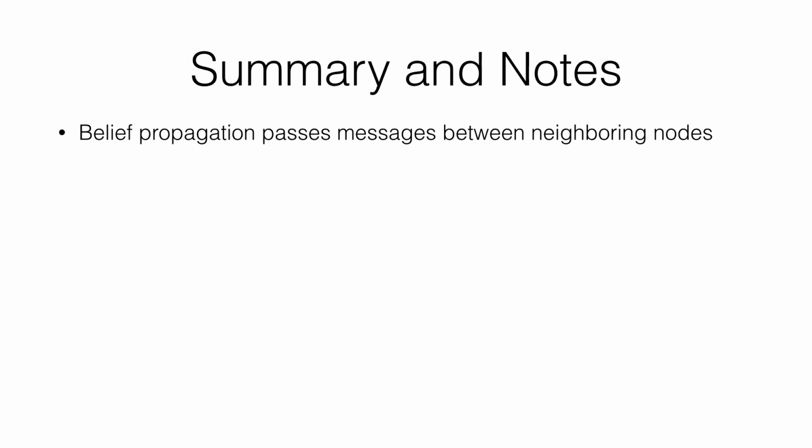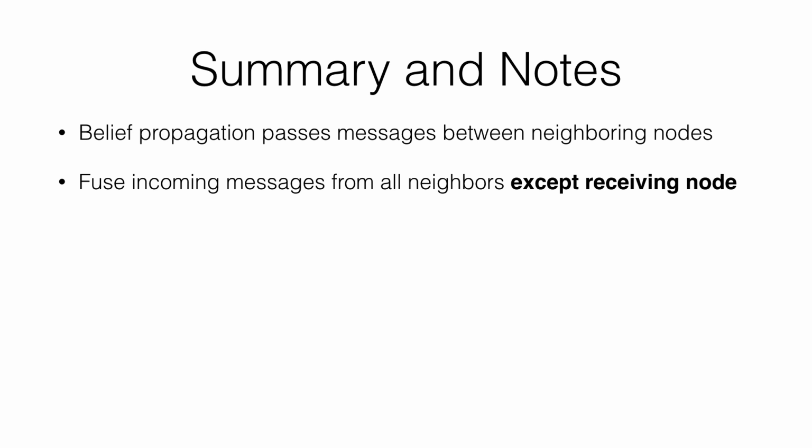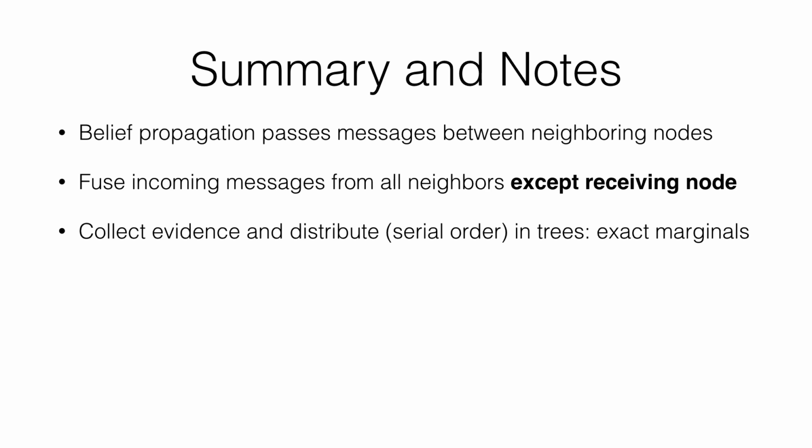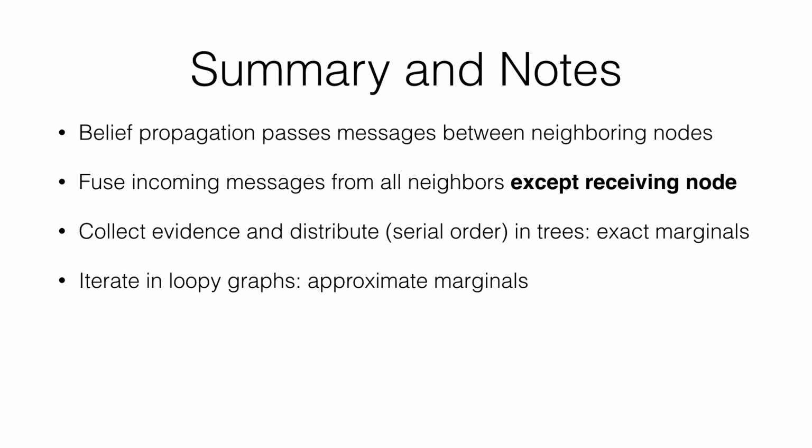Okay, so to summarize, belief propagation passes messages between neighboring nodes, and the idea is that it fuses all the incoming messages from all neighbors except for the receiving node, and then sends that message to the receiving node. You can do things like collecting evidence and distributing, which is a serial order in trees, which leads to exact marginals in trees. Or you can iterate in loopy graphs, or in trees actually, which leads to approximate marginals. When you iterate, it's usually done in parallel. Although there are some interesting research contributions where people figured out other schedules that were not based on collecting and distributing in a tree, but had ways of updating the messages in cyclic graphs that have maybe nicer behavior in certain settings. So that's the basics here.